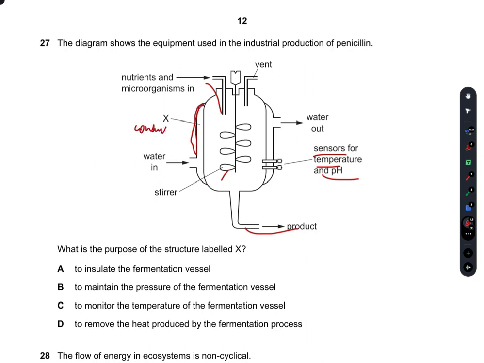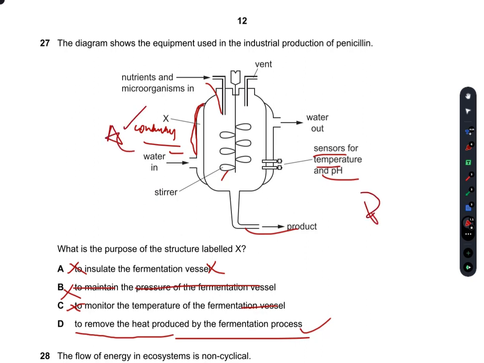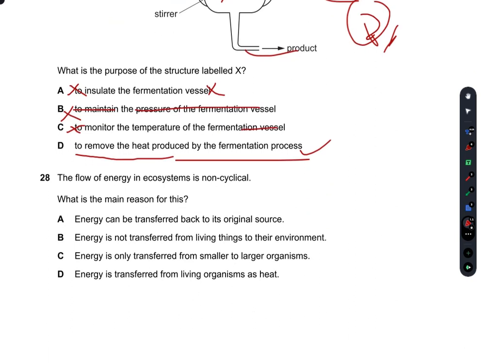Means that it helps to remove the heat produced by the fermentation process. To insulate the fermentation vessel, no. To maintain the pressure, it does not need to be regulated. To monitor the temperature of the fermentation vessel, it is already monitored by these sensors. So B, C, and A are incorrect. The main purpose of X is to remove the heat produced by the fermentation process, because it is a conductor itself. So D is the right answer.